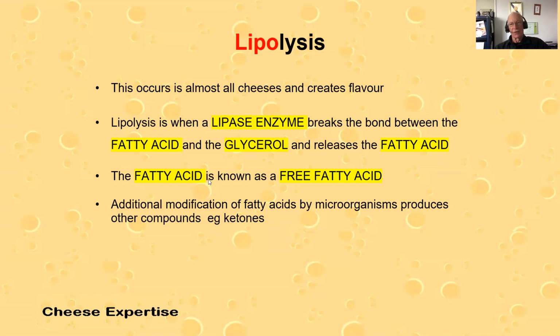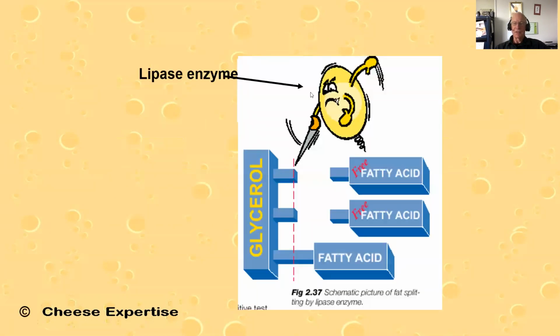And once it's released, it's known as a free fatty acid. So these create flavors, and these fatty acids can also be modified by bacterial organisms and so on, and produce other compounds, but a bit more of that later. So this is a simple schematic of the lipase enzyme attacking the fat molecule, the triglyceride, and liberating the fatty acid to become free fatty acids.